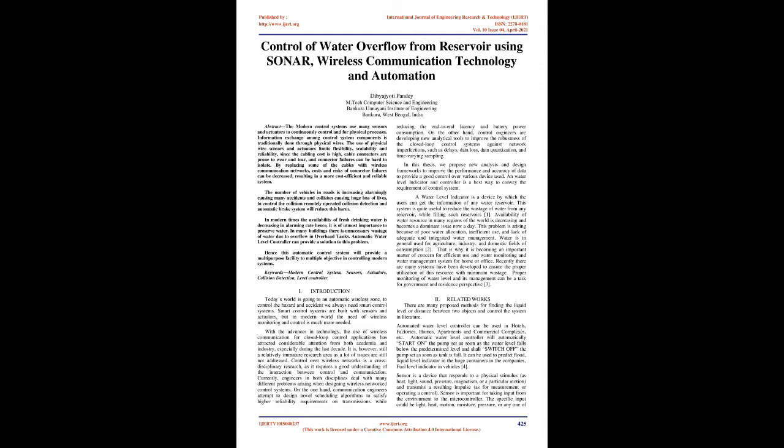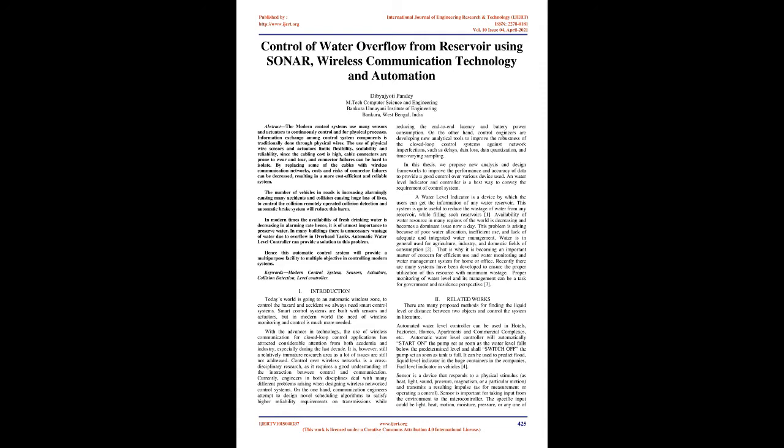Introduction. Today's world is going into an automatic wireless zone. To control hazards and accidents, we always need smart control systems. Smart control systems are built with sensors and actuators, but in the modern world the need for wireless monitoring and control is much greater. With advances in technology, the use of wireless communication for closed-loop control applications has attracted considerable attention from both academia and industry, especially during the last decade.